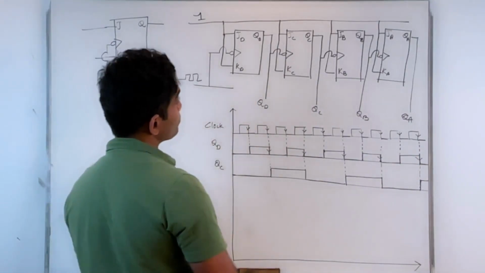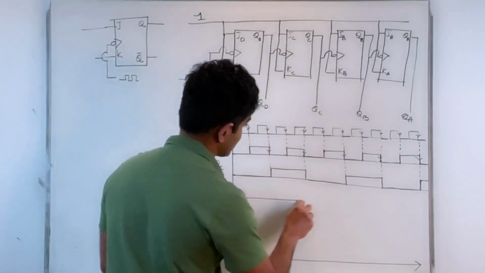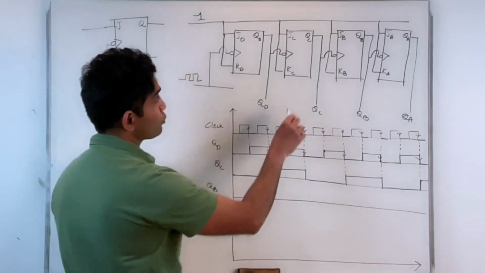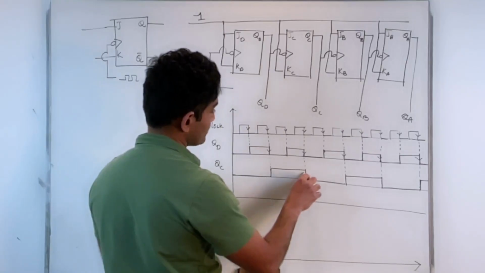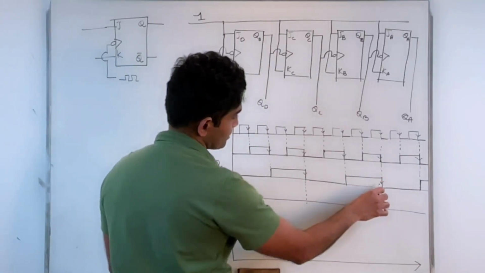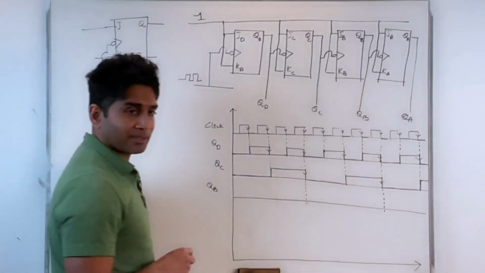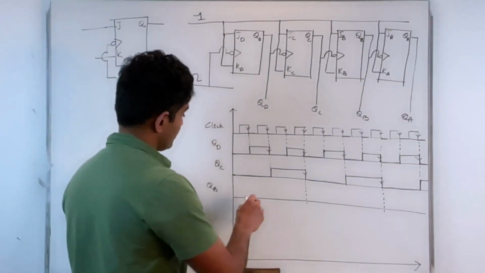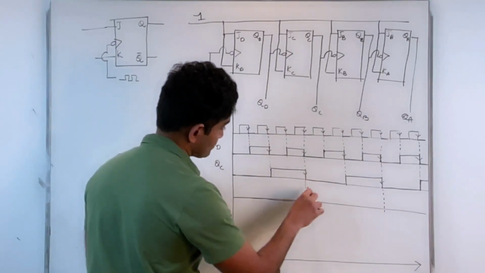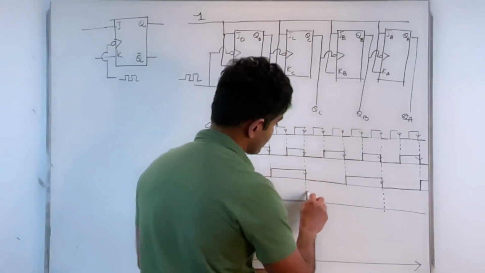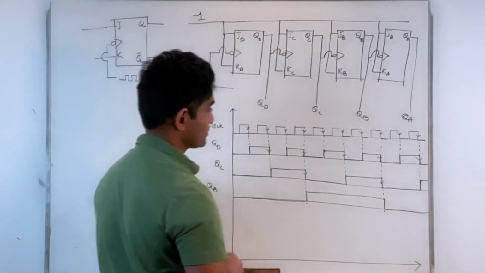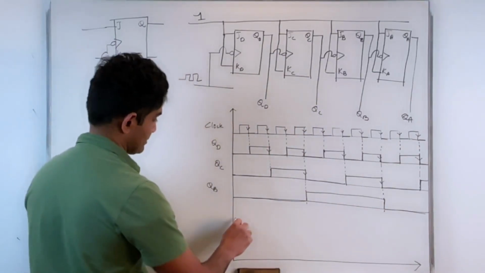Now let's draw for QB. Again, for QB, QC is the clock. So these are my triggering instances, my guidelines. Again, QB remains 0 until the next triggering instance. Toggles, toggles, and so on. And finally, we have QA.